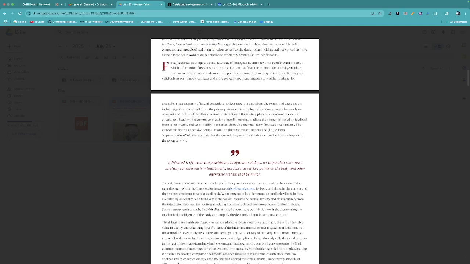Second, biomechanical features of each specific body are essential to understand the function of the neural system within it. Consider, for instance, this video of a trout. The body undulates in the current and then surges upstream towards a small rock. What appears to be a dexterous natural behavior is, in fact, executed by a recently dead fish. So this behavior requires no neural activity and arises entirely from the interaction between the vortices shedding from the rock and the biomechanics of the fish body.